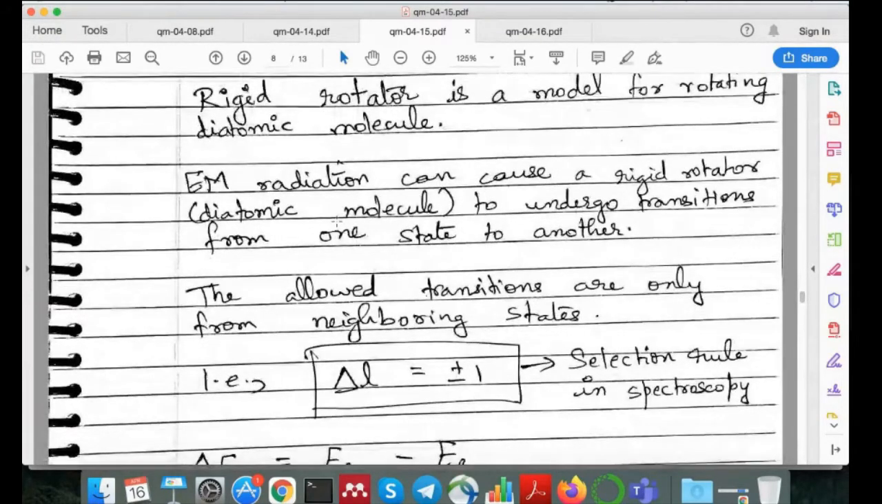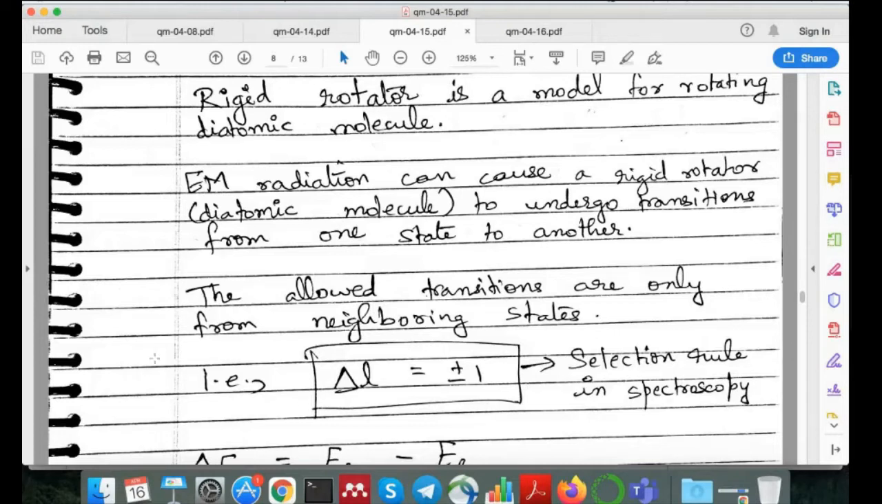Okay. And the other thing that we talked about is that energy transitions are allowed. A transition from one state to another state is allowed, but the transition should only change L by one. So you can either go one level up in energy or one level down in energy, but you cannot go more than that or less than that.